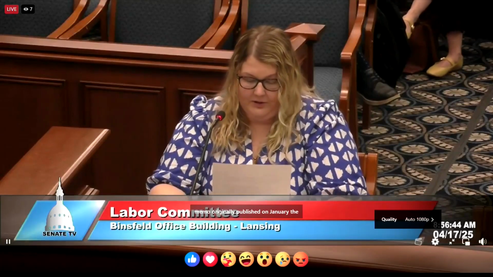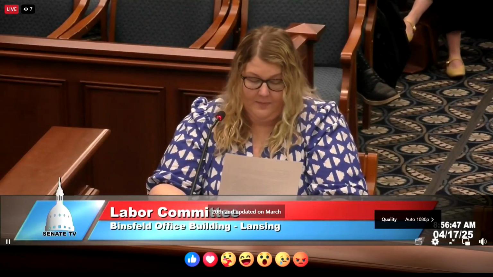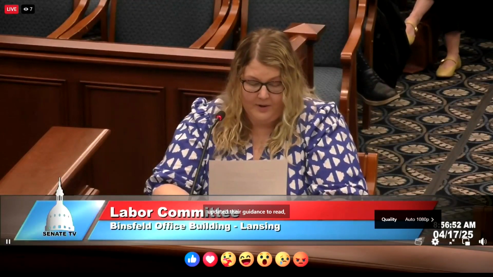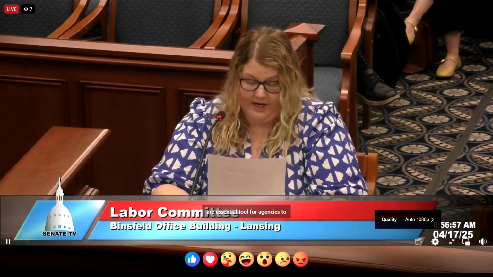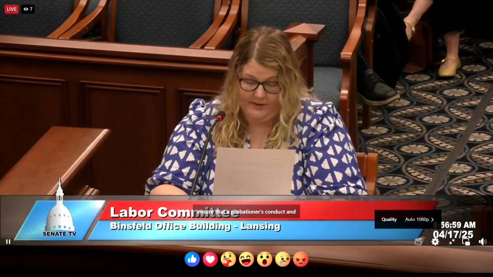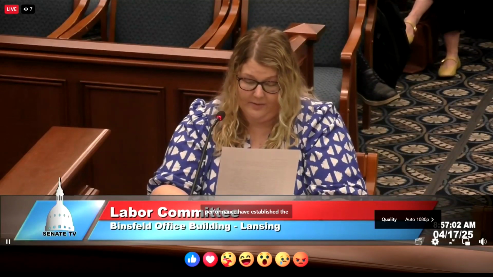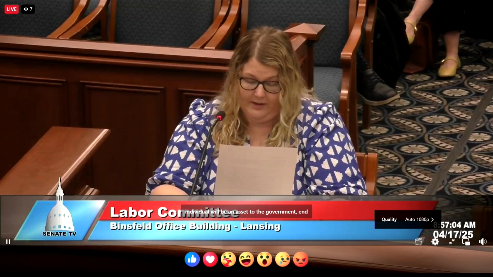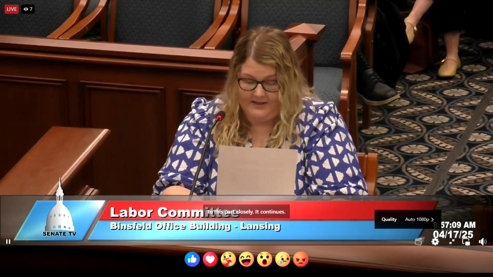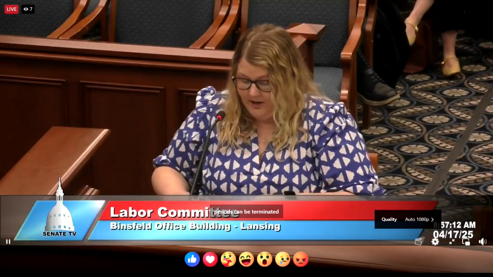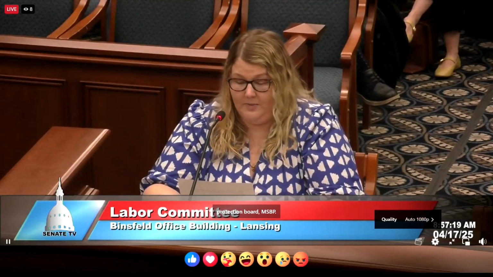In a memo originally published on January the 20th and updated on March the 4th, after the majority of the probationary firings took place, OPM updated their guidance to read, quote, "Probationary periods are an essential tool for agencies to assess employee performance and ensure that a probationer's conduct and performance have established the individual will be an asset to the government," end quote. I ask you to listen to this part closely. It continues, "Employees on probationary periods can be terminated during that period without triggering appeal rights to the Merit Systems Protection Board, MSPB."